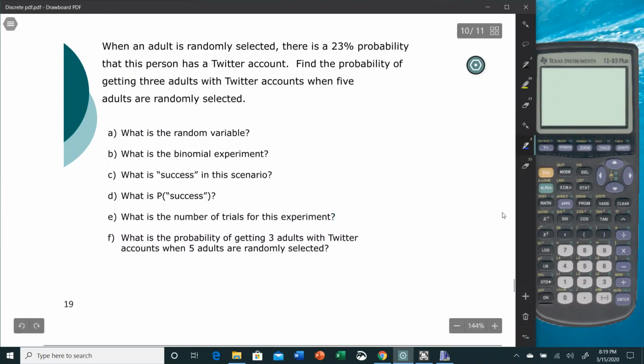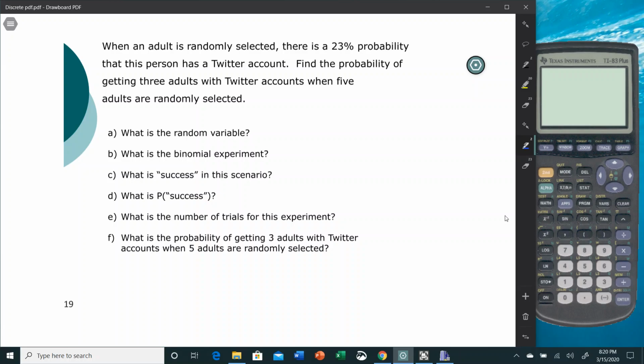Okay, so we're going to continue with using the binomial PDF. In this case, an adult is randomly selected. There's a 23% probability that this person has a Twitter account. Find the probability of getting 3 adults with Twitter accounts when 5 adults are selected at random. Okay, so what's the binomial experiment here?